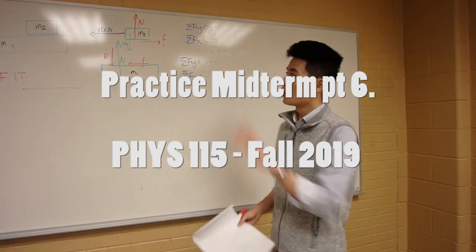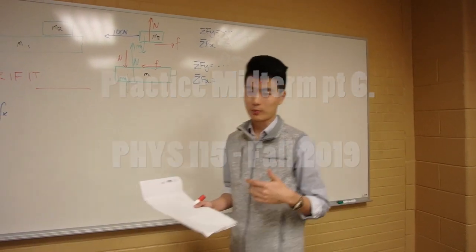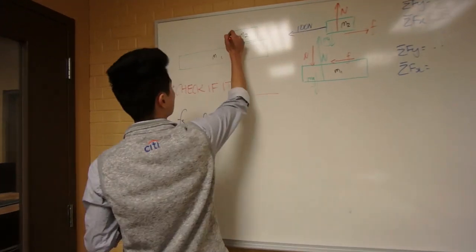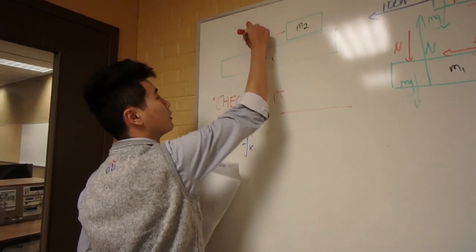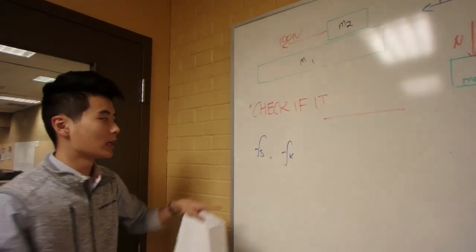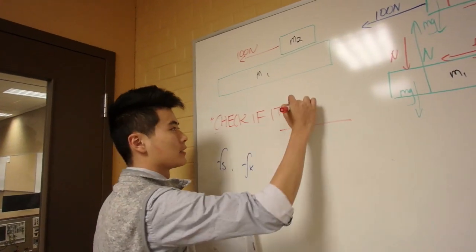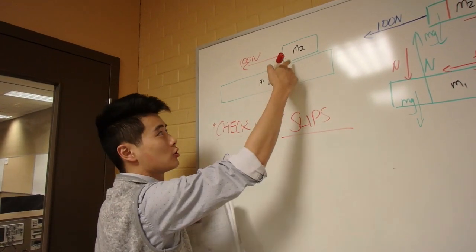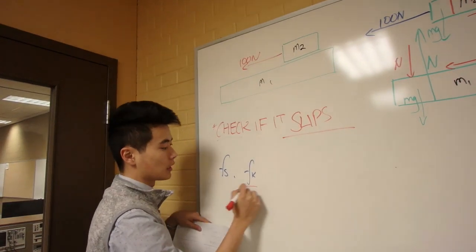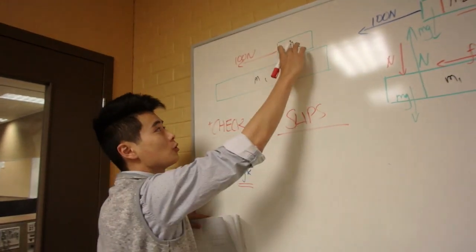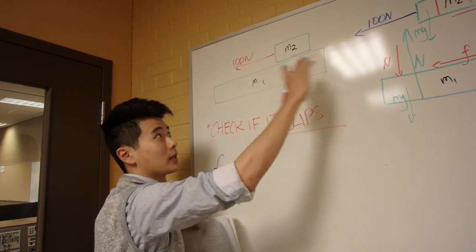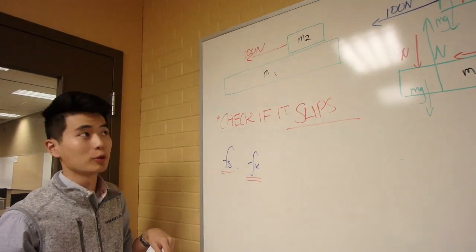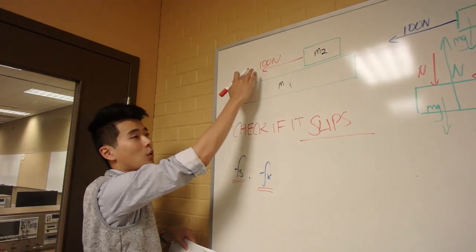And finally, we arrive at question 1, which I think is the hardest problem. You're given the masses and an applied force this way of 100 newtons. The most important thing is that you have to check if it slips or not. If there is slippage between M2 and M1, then we need to use the kinetic friction. If M2 and M1 do not slip and they accelerate together, then we need to use static friction. But you don't know which from the question and the applied force.